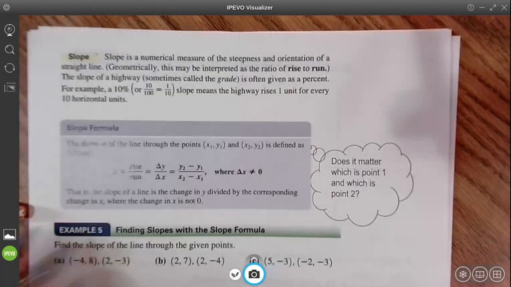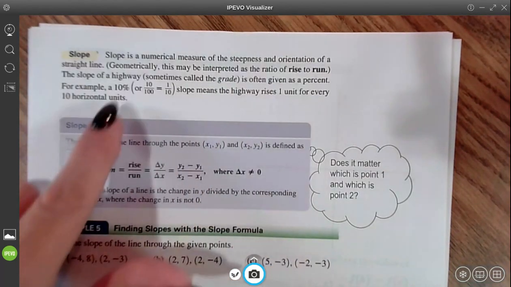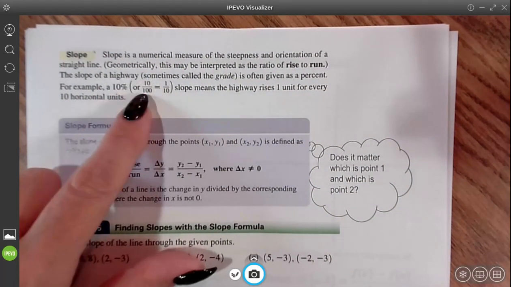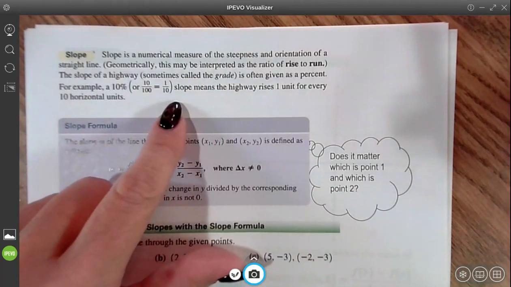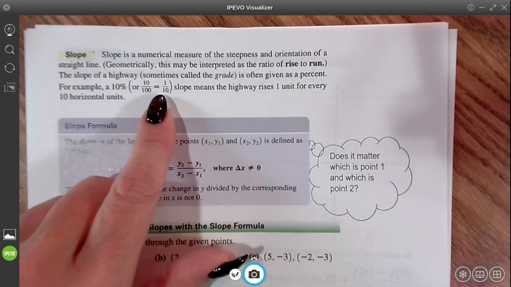Let's talk about slope. Slope is pretty important. It measures how steep the line is. It also measures which direction the line slants. Geometrically, we can interpret that as the ratio, meaning fraction, of rise to run. We use slope to describe how slanted a highway is or a roof. In that case, it's called a grade, and it's often given as a percent. So like 10% would be a slope of 10 over 100, or 1 over 10, which means we have a rise of 1 for every 10 units of run.